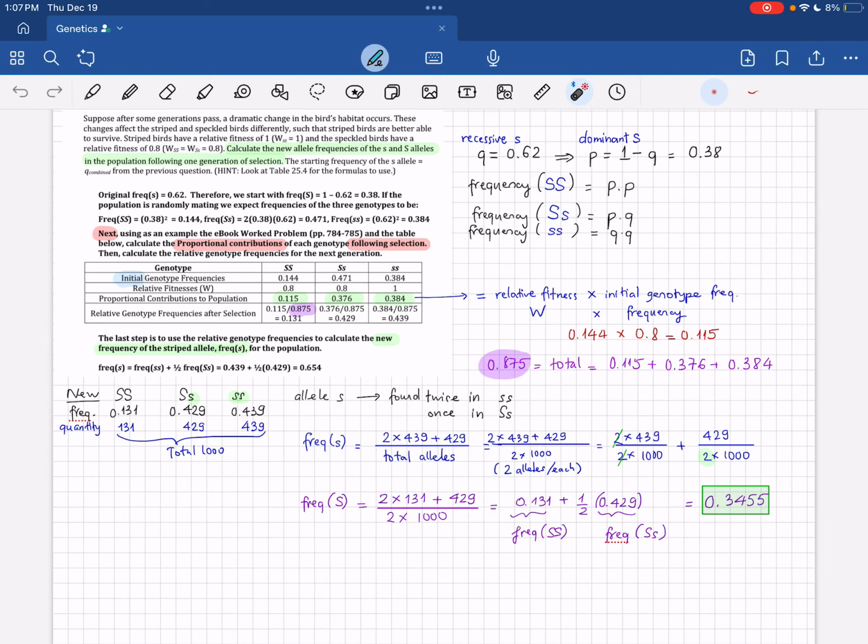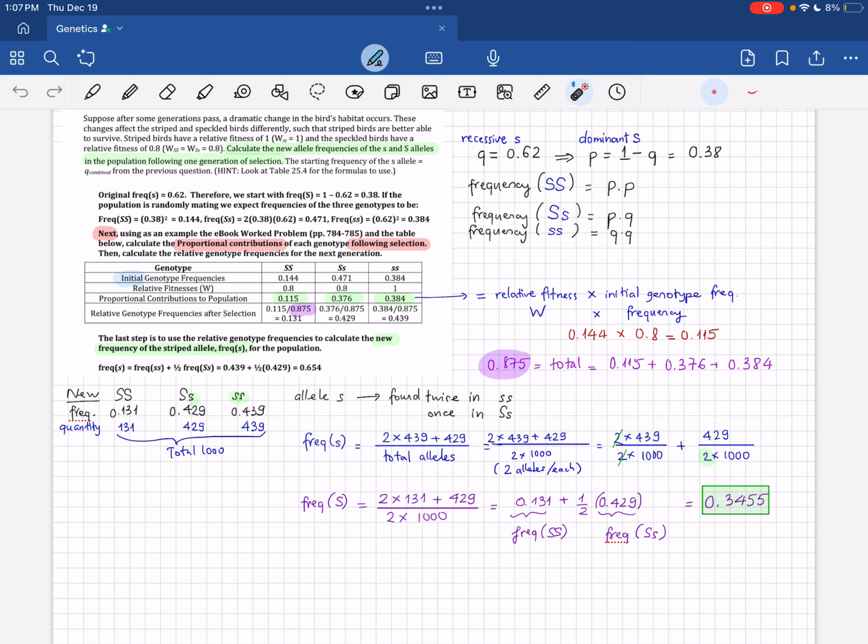Okay, so now after some generation passes, a dramatic change in the bird habitat occurs, and they're talking about survivability, like some individuals survive but some do not. They mention the relative fitness here, and it's given for us already. For the striped bird, the relative fitness is 1, so it seems 100% of the striped birds are alive. But for the speckled bird, it's not, it's just 0.8.